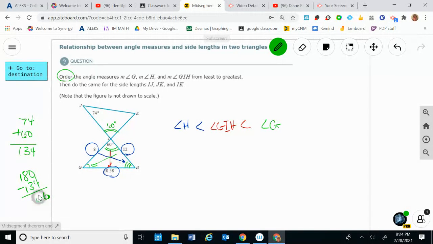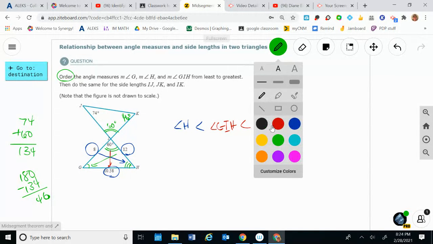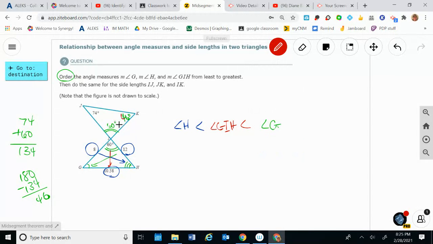That's 646. Now you have your angles. So which side is going to be the smallest? Okay, look, go from the smallest. This is the smallest at 46. That means that's going to be the smallest side. This is going to be the next biggest, and that's going to be the third. But let's do the smallest first.